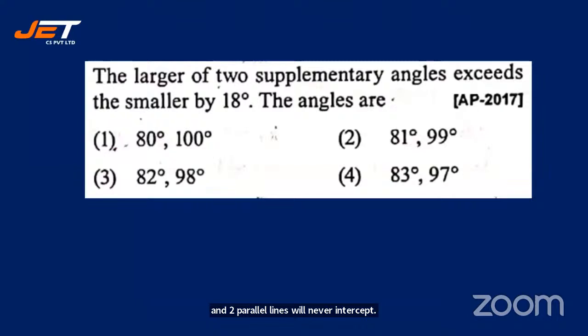All right. You see the next question. The larger of two supplementary angles exceeds the smaller by 18 degrees, then the angles are dash.